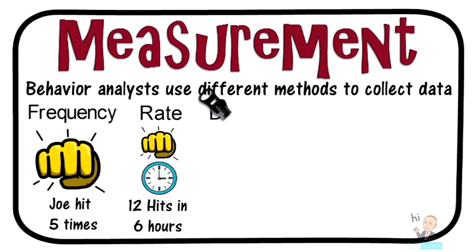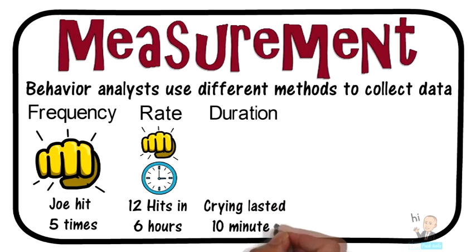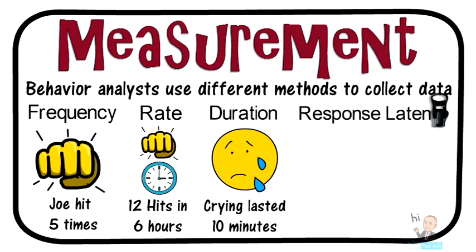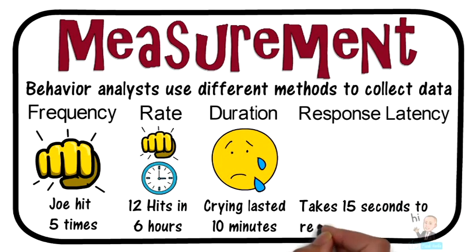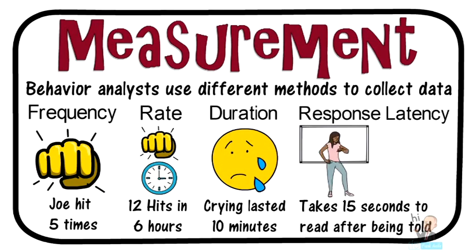The third is duration. Here we may have a scene of a child crying for 10 minutes, so measure time from the beginning of the meltdown to the finish. Response latency. You will calculate the amount of time it takes a student to correctly respond after being told. So it takes 15 seconds to read after being told.